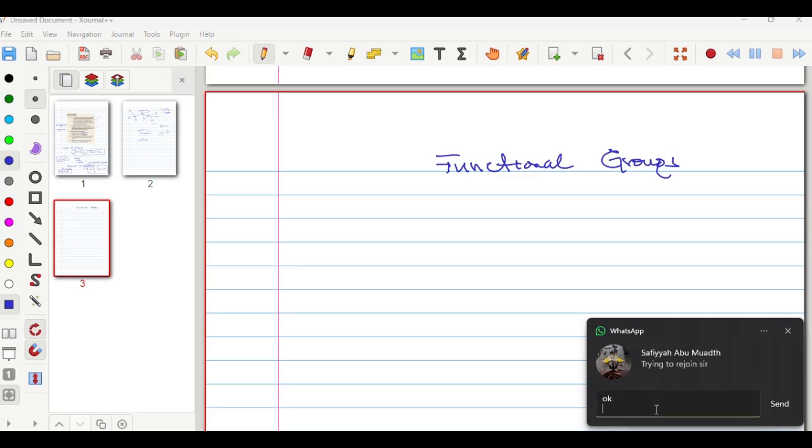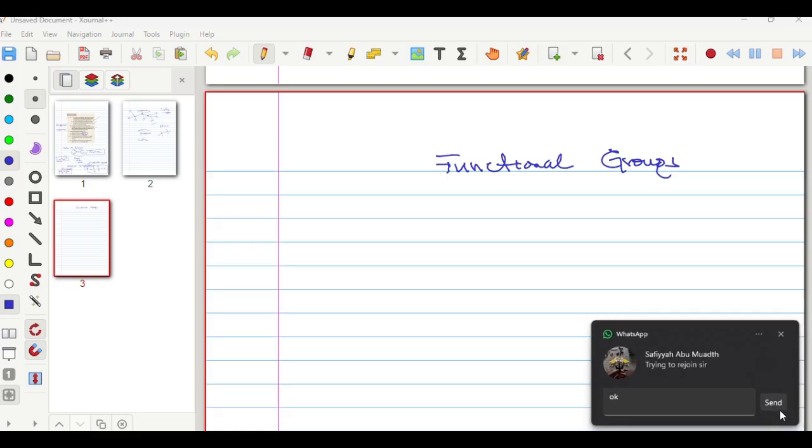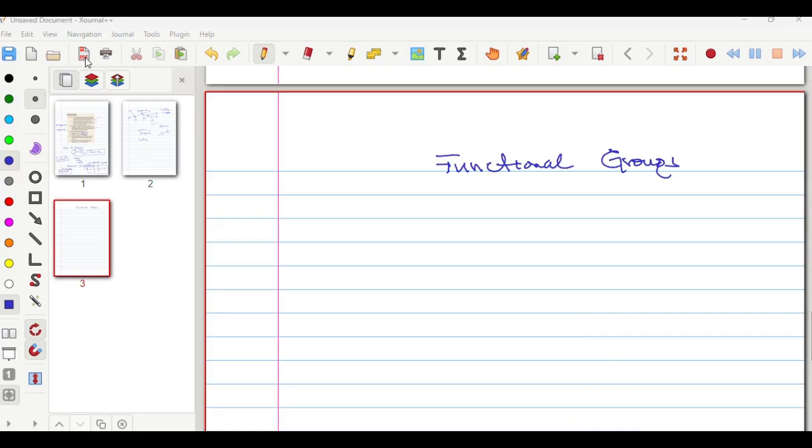The functional group in propane. Did you say propene or propane? Propane. Okay. Ethene. Are you there, Sophia?